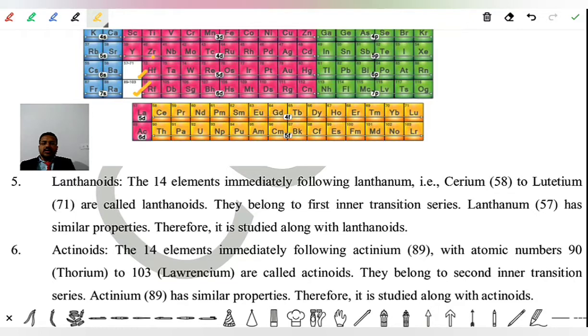Similarly, in the case of actinoids, the 14 elements immediately following actinium with atomic numbers 90 to 103, that is thorium to lawrencium, are called actinoids. They belong to the second inner transition series. Actinium with atomic number 89 has also got similar properties, so it is also studied along with actinoids. So that is all about the inner transition series. They are also called f block elements and they comprise lanthanoids and actinoids.